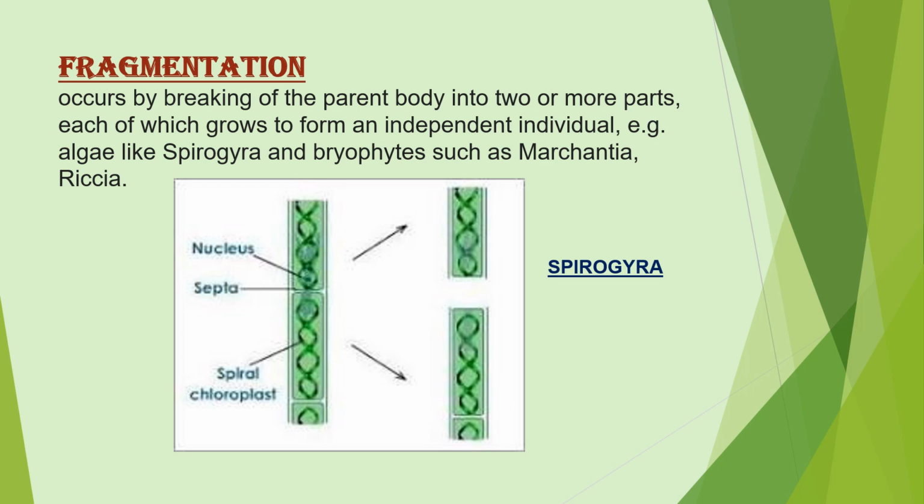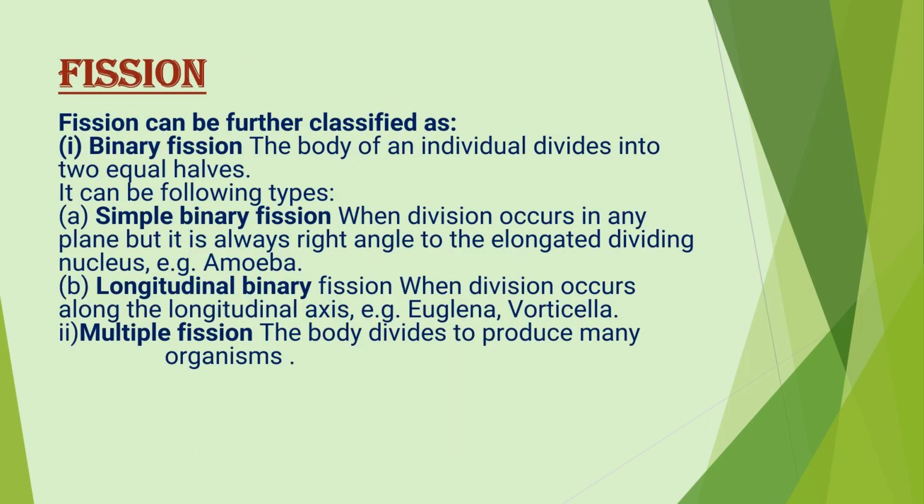Here you can see a spirogyra. Spirogyra is a filamentous alga growing on water bodies, and the filament breaks and produces fragments or parts. These parts can give rise to a new organism, meaning each part is a new individual. So spirogyra and bryophytes show this kind of fragmentation. The body of the spirogyra has many nuclei, so it can give rise to new organisms.